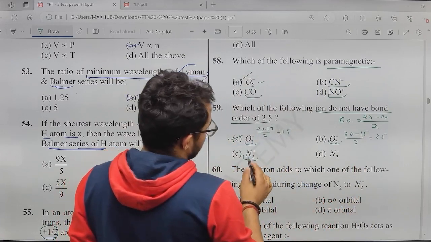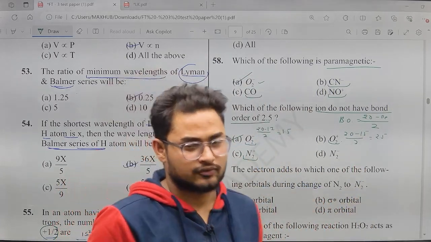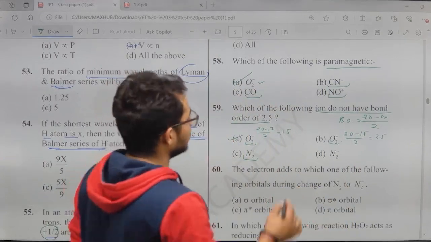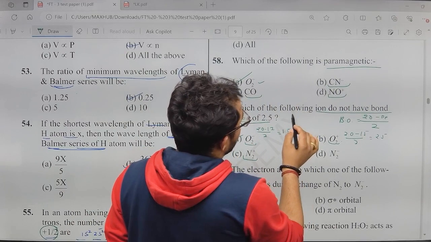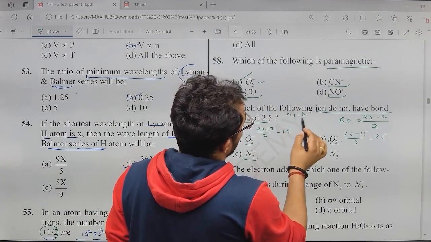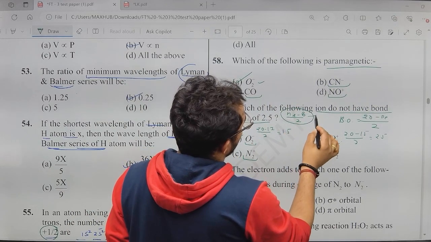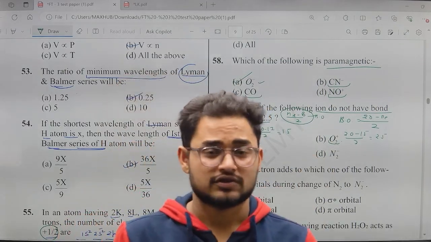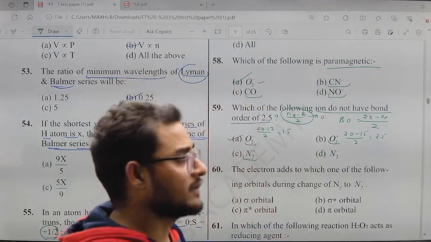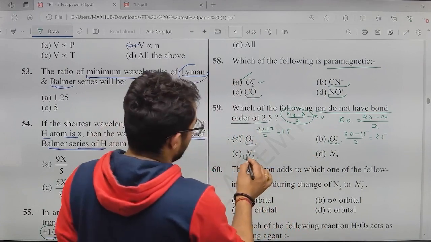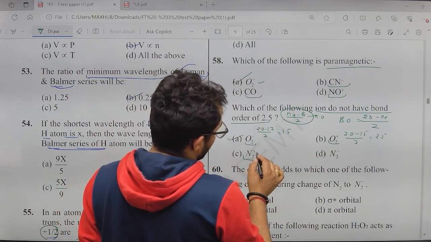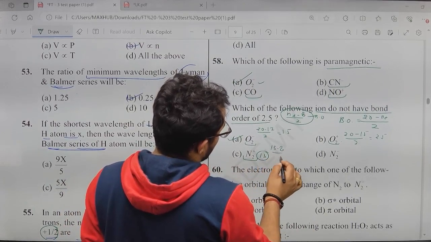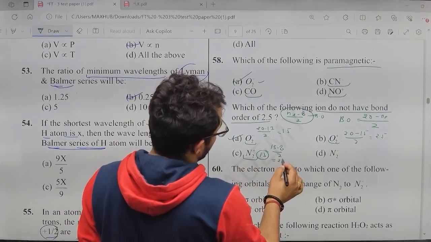And O2 plus has fewer electrons than 14. So the formula for that is (number of electrons minus 8) upon 2. This is the formula for calculating bond order of species having electrons equal to or less than 14. So it has 13 electrons. 13 minus 8 upon 2, that means 5 upon 2, that means 2.5.